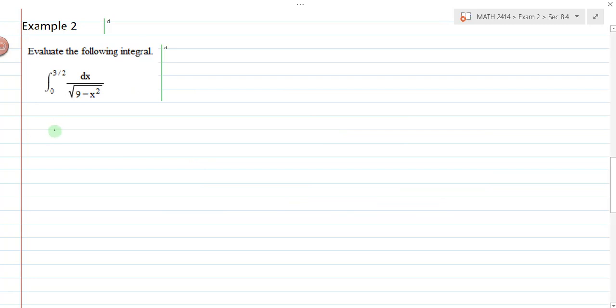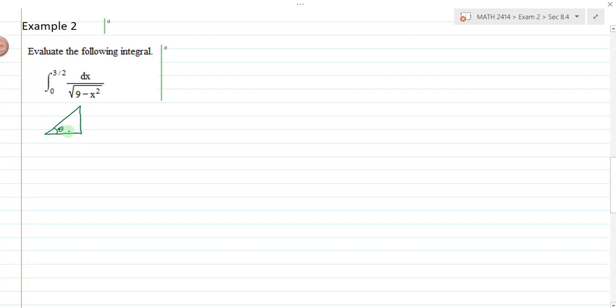We're not going to start by doing anything. I'm going to start by asking you, how do you recognize that this is a problem that's even eligible for the trig substitution? What do you notice in it that might indicate that it's a trig substitution problem? There's a fraction. It doesn't have to be a fraction, but there's a radical, and underneath the radical we have the difference of two squares. So if you have a radical with a difference of two squares, you can use a trig substitution. So I'm going to start by drawing my triangle.